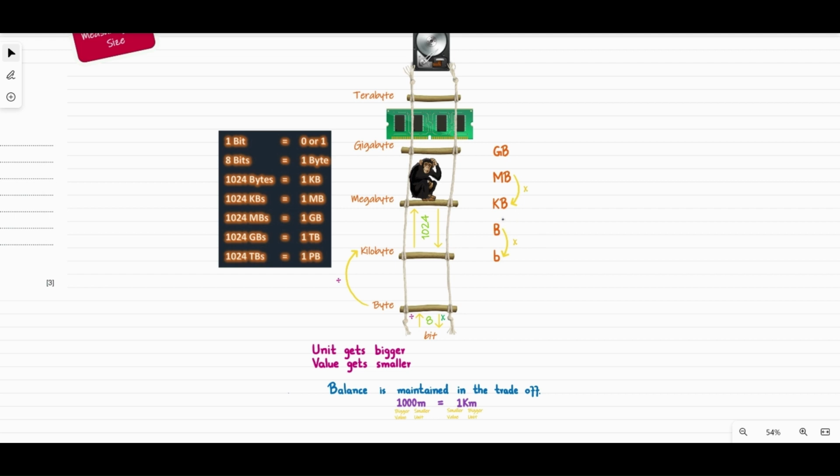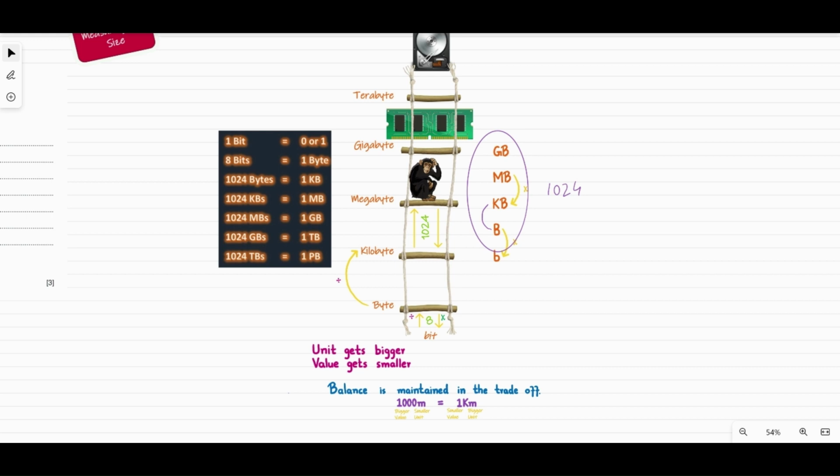The jump from byte to kilobyte, kilobyte to megabyte, megabyte to gigabyte, all these jumps are of 1024 for each jump. You have to pay 1024 for each jump from byte to kilo, then kilo to mega, then mega to gigabyte. One of the most confusing things for students is deciding when to multiply and when to divide, and with what to multiply and with what to divide.